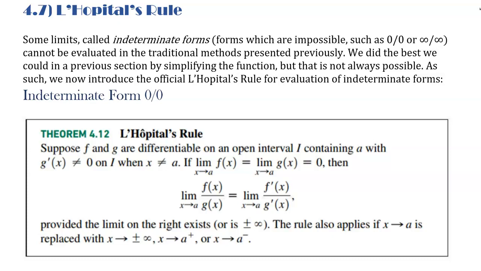And L'Hopital says that if we have two functions that are continuous and differentiable over the interval, whereas the denominator cannot be 0, if we take the derivative of both the numerator and denominator and then apply the limit, then we can use that to evaluate. So this is easiest to understand when we're looking at an example. So let's see here.